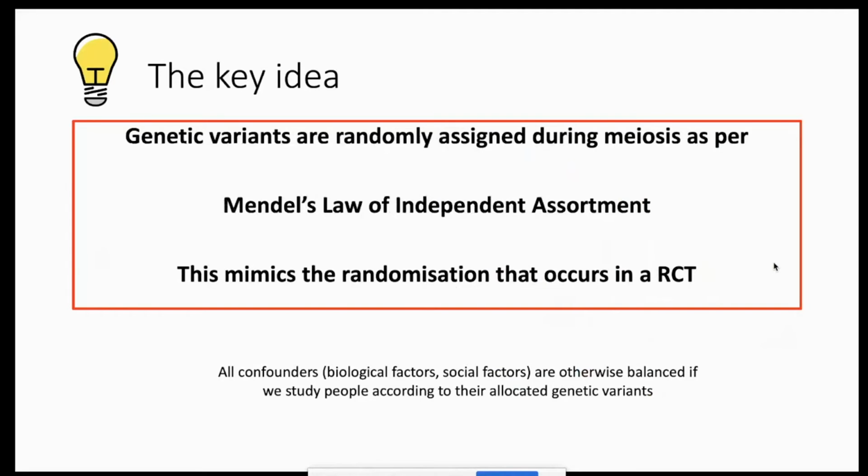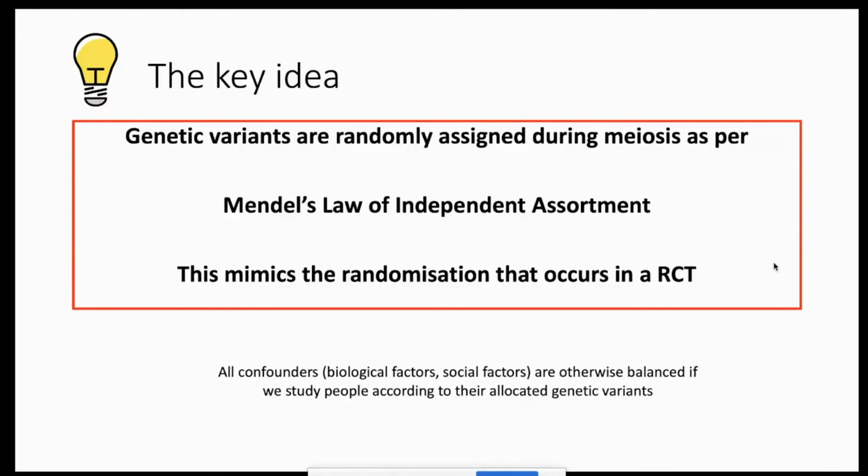The key idea behind Mendelian randomization is that genetic variants, such as single nucleotide polymorphisms, are randomly assigned during meiosis, according to Mendel's law of independent assortment. This says that the probability of having a gene is independent of the probability of having another gene. So it's actually a completely random process, and this in fact mimics the randomization that occurs in a randomized controlled trial.